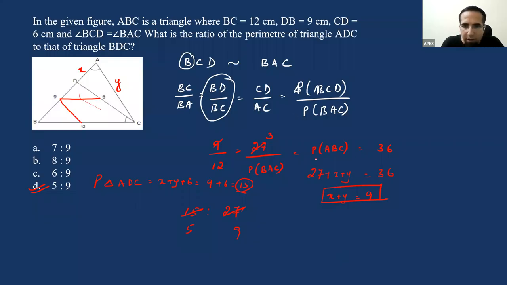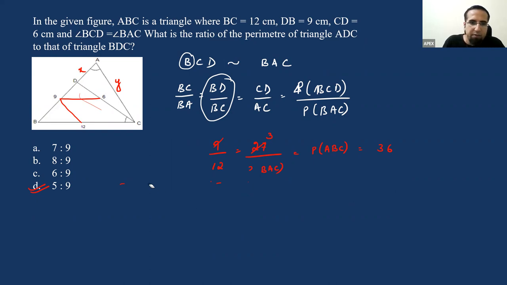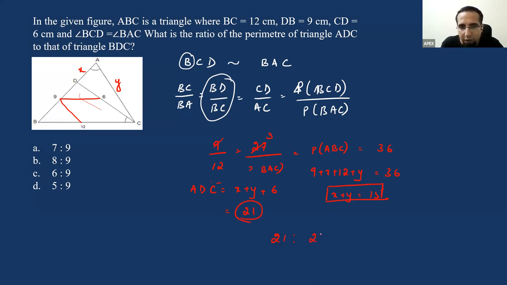There's one mistake that I've committed here, guys. The perimeter of triangle ABC is not 27. Let me just erase this part. I've just gone wrong here, guys. So perimeter of triangle ABC is equal to 36. Okay. Let me just erase this part also. What is ABC? ABC will be 9 plus X plus 12 plus Y is equal to 36. Or we get X plus Y is equal to 15 here, guys. My bad. If X plus Y is equal to 15, then I'm talking about triangle ADC. What is the perimeter of triangle ADC? That is X plus Y plus 6. So perimeter of triangle ADC is 21. And therefore, the required ratio is 21 is to 27.